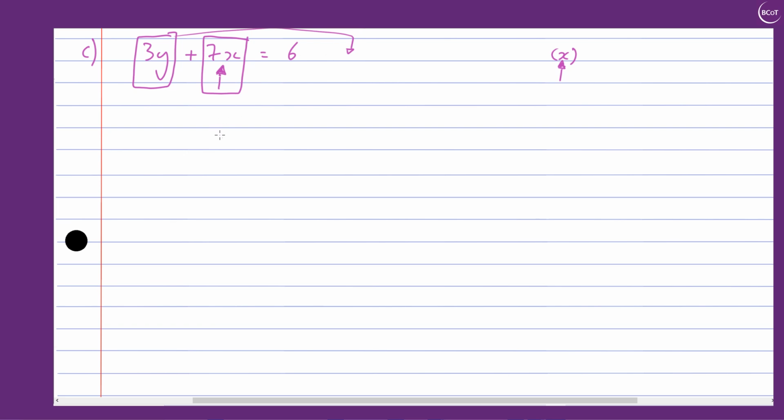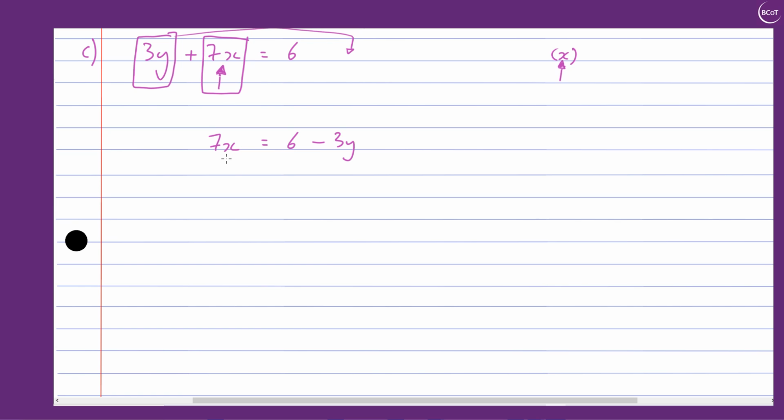So what we end up with on the left is 7x, then we have the equals, the 6 stays where it is, and this 3y term changes side and changes sign. So it goes from plus 3y to minus 3y. So we're getting there.